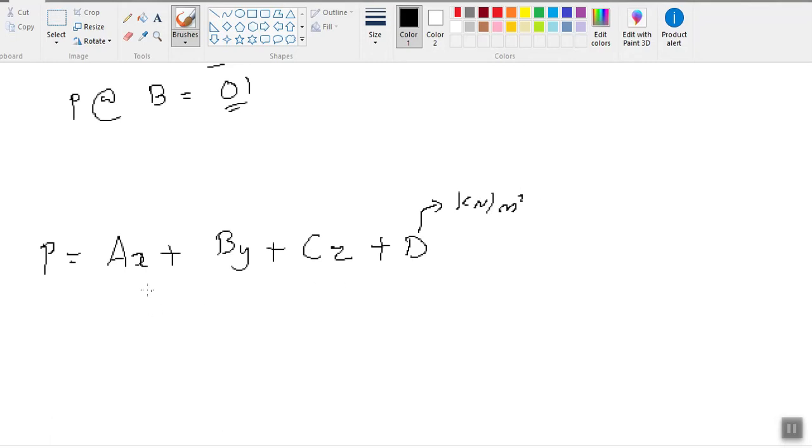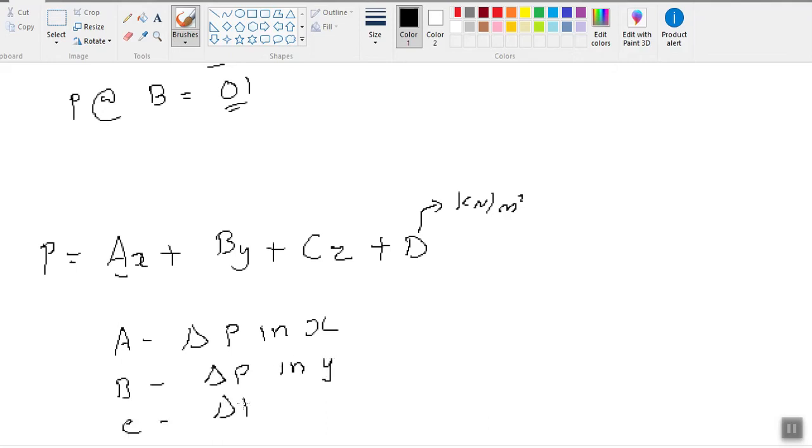Now let's see what A is. A is the pressure variation, delta pressure in direction X. B is the change in pressure in direction Y. C is delta P, the change in pressure in local Z, or global Z, I think. That needs to be confirmed. This can be based on the local axis. Yeah, local axis confirmed.